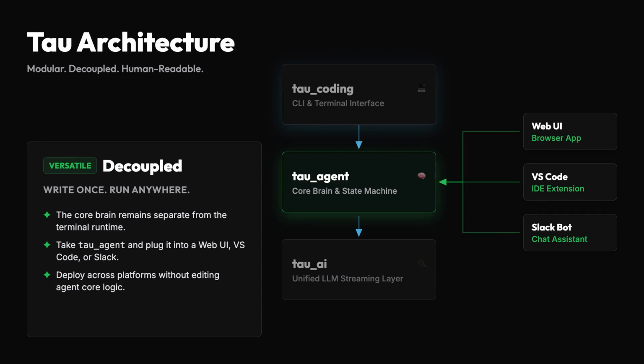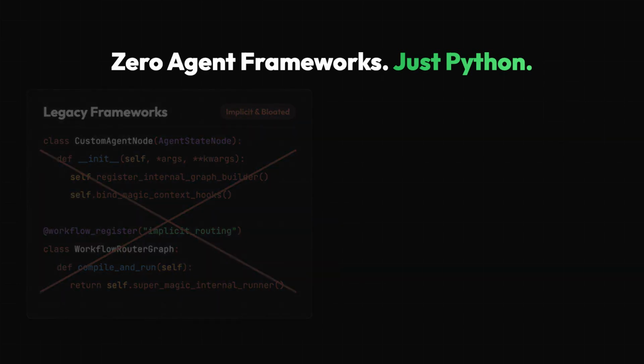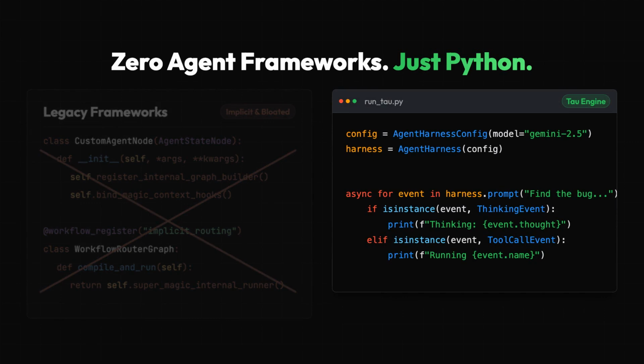By keeping the brain decoupled from the runtime environment, you can take Tau's core brain and plug it into a web UI, a VS Code extension, or a Slack bot without changing a single line of agent code. If you have tried building agents using popular framework libraries, you know they can quickly feel bloated. You get wrapped in nested classes, custom graph builders, and implicit magic that makes it impossible to see where the prompt is going. Tau does the opposite.